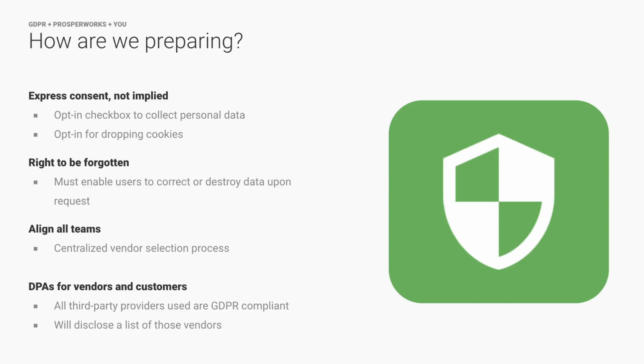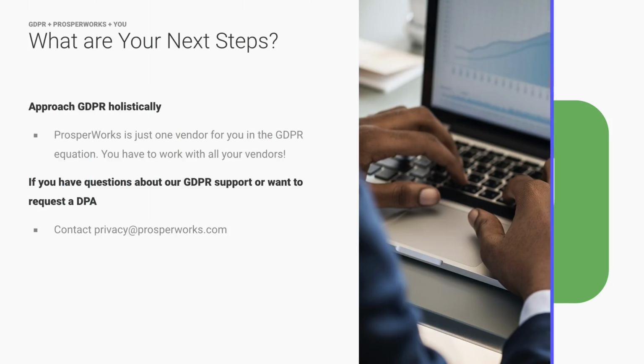And finally, GDPR requires us to disclose the list of data processors we use, and that's available now through one of our customer-facing knowledge base articles. If you just type in GDPR on the knowledge base, you should be able to get to it. So hopefully that gives you a good idea of some of the things ProsperWorks is doing for GDPR compliance and securing customer data in general. We take your data security very seriously, and we're ready for GDPR today.